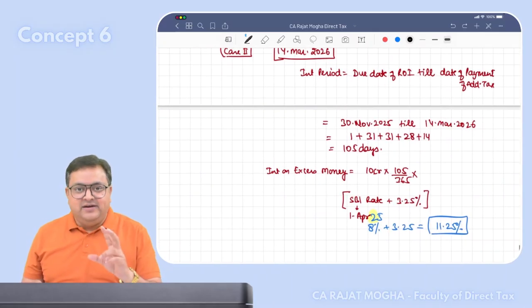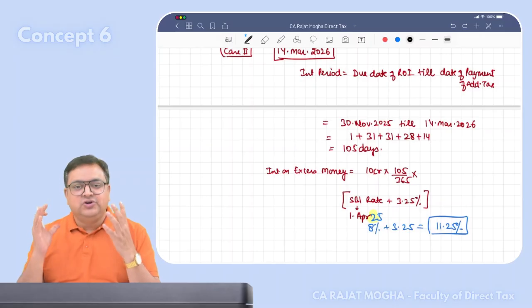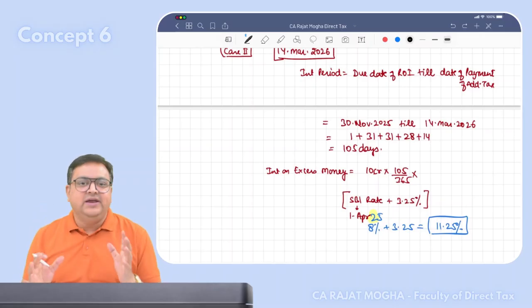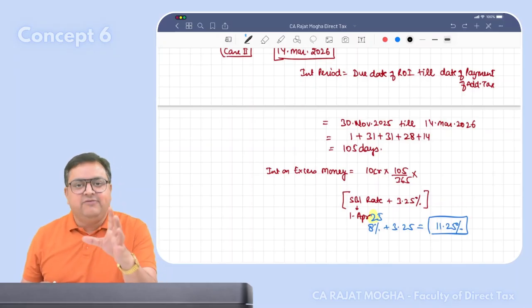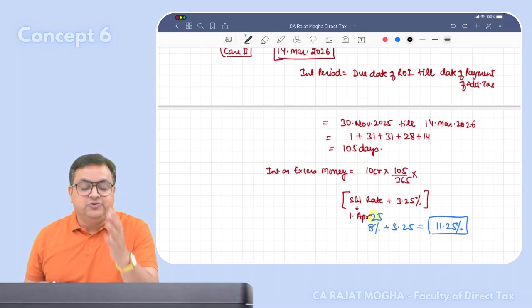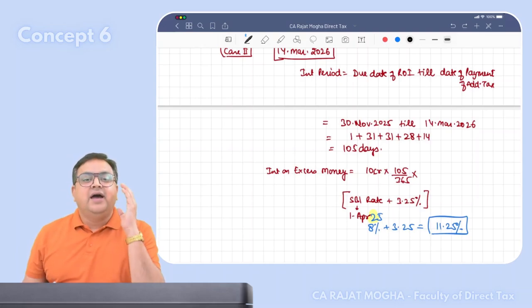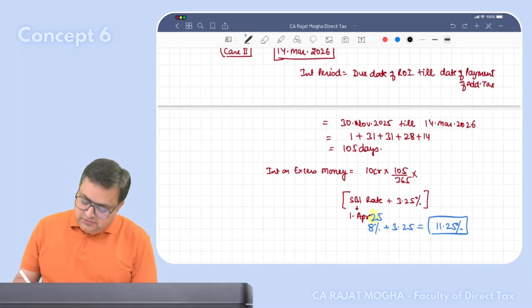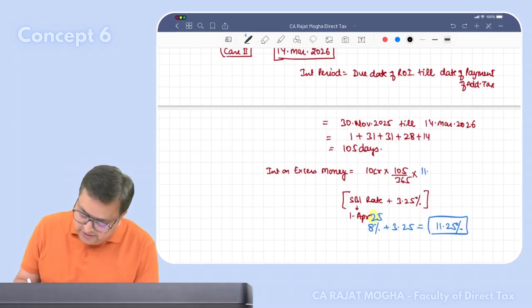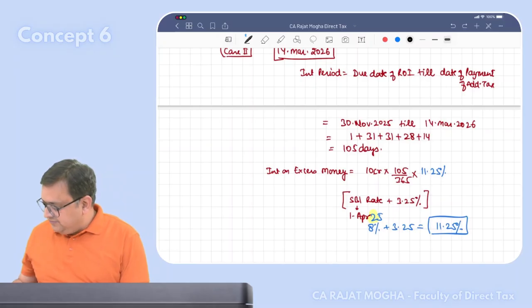Are you enjoying the class? You should understand it. Rather than enjoying, everything should go very smoothly in your mind, right? The concept should be very, very strong so that whichever way the question comes, you are able to solve it. You should know what the examiner is asking, what is expected from you, and how you are presenting it. That is very important. So this is 11.25%, right?